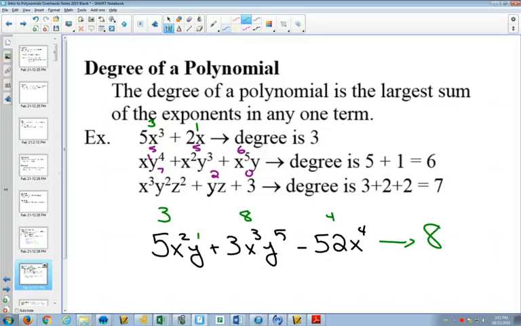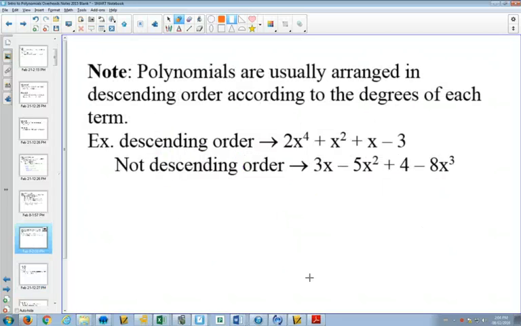Yes, the degree of the whole thing will be 8. This is the biggest one there.